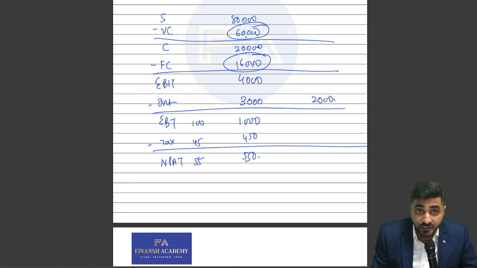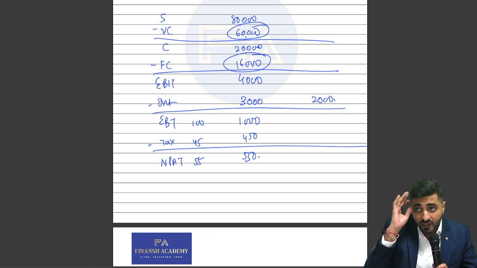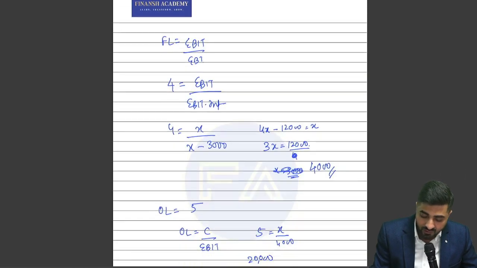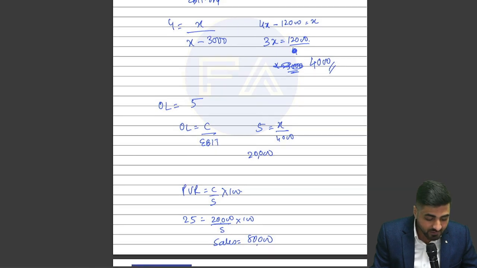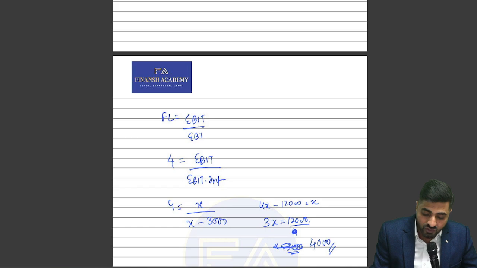Now, this was the income statement. So how did we calculate the EBIT when the interest was given to you? We calculated it on that basis. That's how we got this particular answer. Now I'll show you the question.